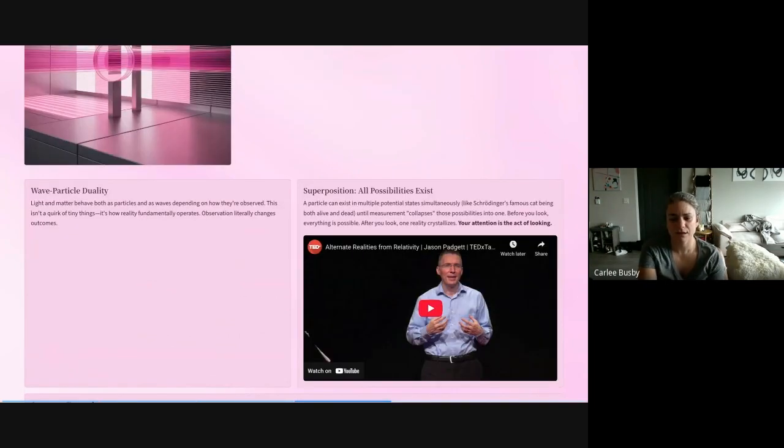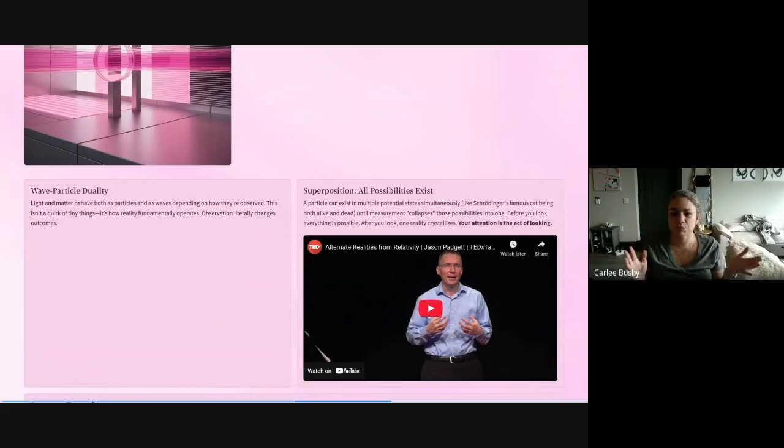Okay, so a couple other things on that, and I have a video to show that also talks about this. So again, the wave particle duality, right? Everything, light and matter, exists as a particle and a wave at the same time, and what it is going to show to you depends on who's observing it and what they expect it to be. So your observation changes if matter or light is operating as a particle or a wave.